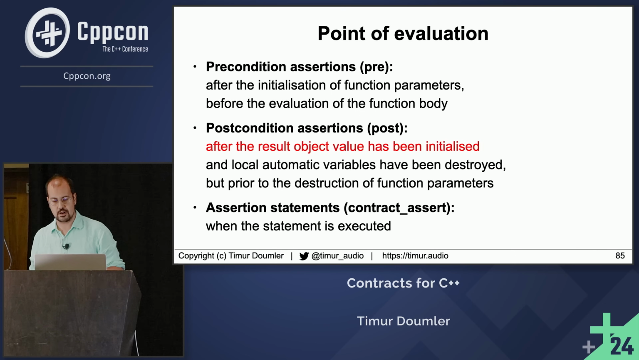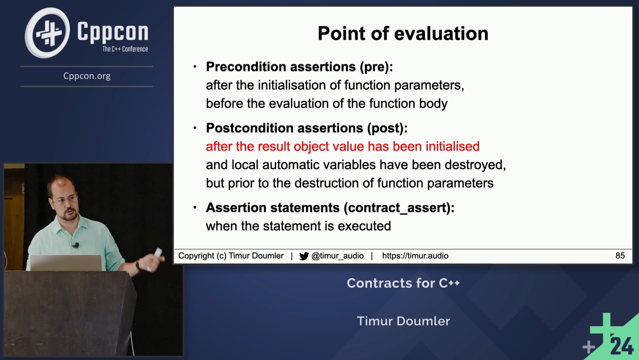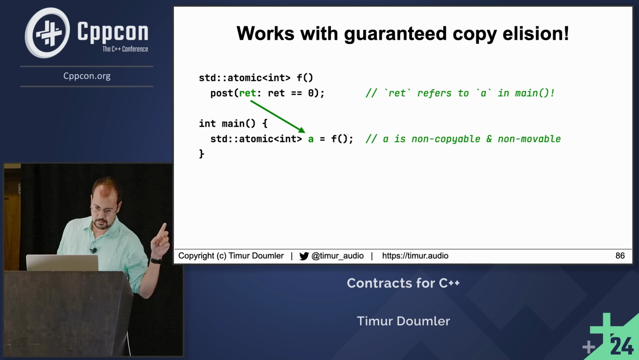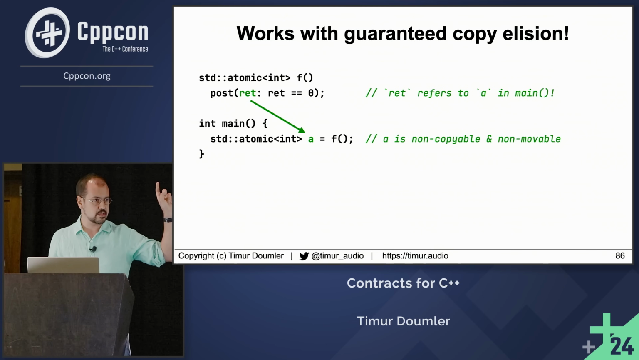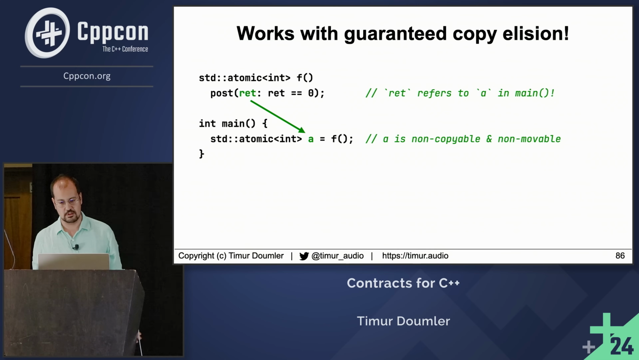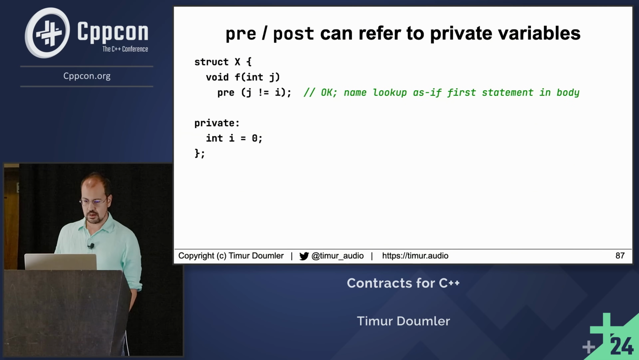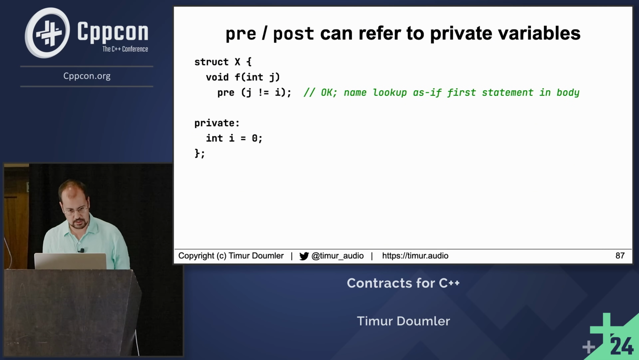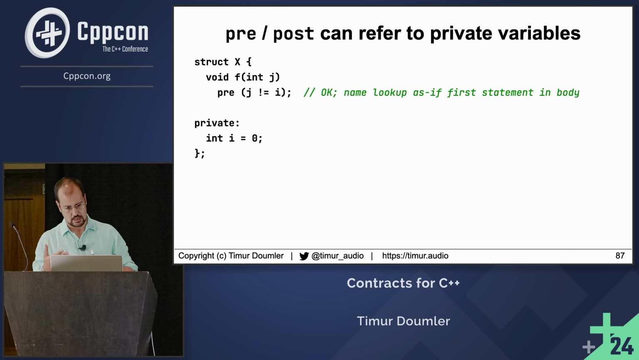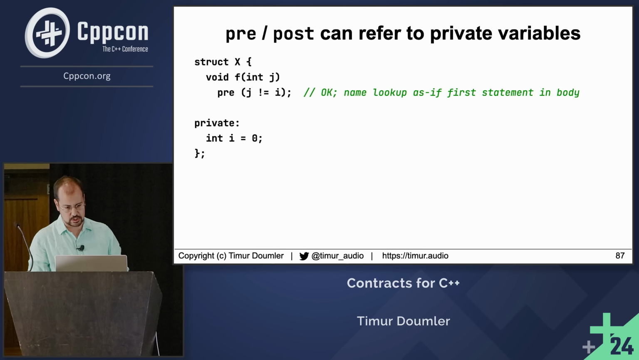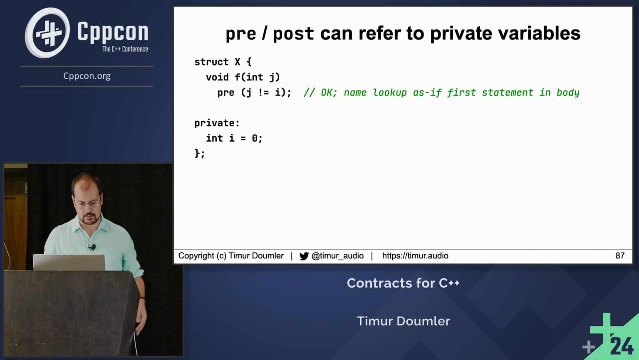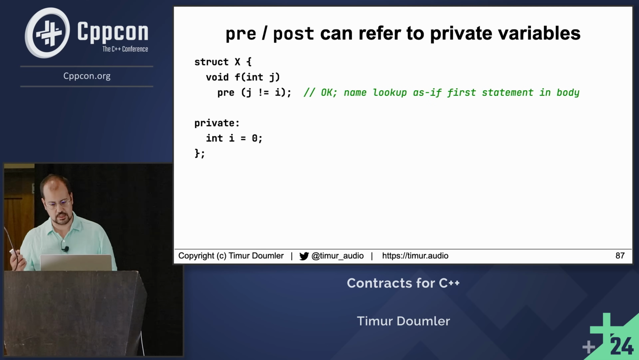And after local automatic variables have been destroyed, but before you destroy the parameters. So you can talk about the parameters in the postcondition. So that's why this works, right? By the time the postcondition of F is evaluated, the stored atomic int A in main has already been initialized. So this is really cool. This just works. Another thing you can do is refer to private variables in pre and post. They're on the declaration, but they're also connected to the definition, in the same way that a contract is both an aspect of the interface of a function and also of the implementation. You can talk about private variables there. There are name lookup rules that make sure that works.